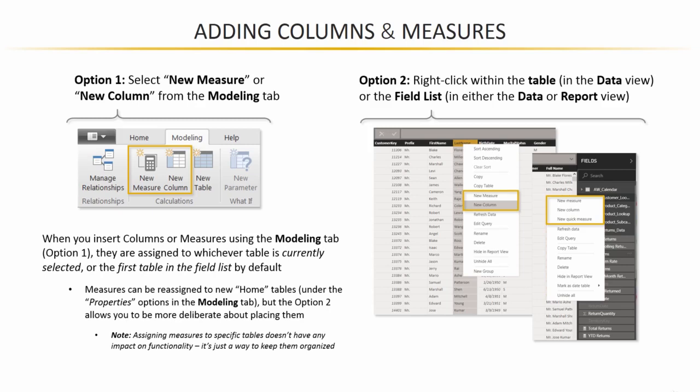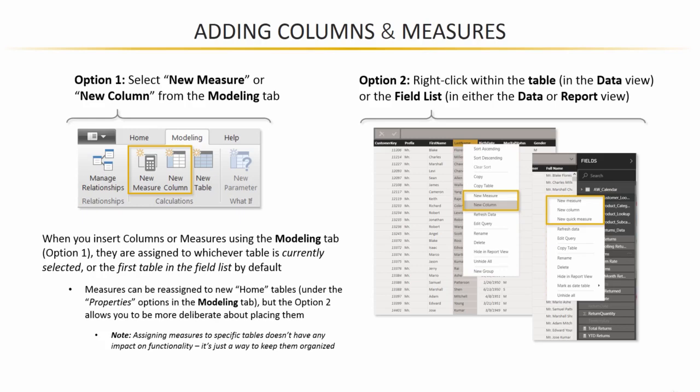Now, if you accidentally insert a measure from the Modeling tab and it gets assigned to the wrong table, not a big deal at all. You can easily reassign those measures or columns to new home tables using the properties options within that Modeling tab. But going with option 2, actually right-clicking within the table or the field list, lets you be a little bit more deliberate about placing them. So that's the approach that I'm going to use and that I would recommend that you use as well.